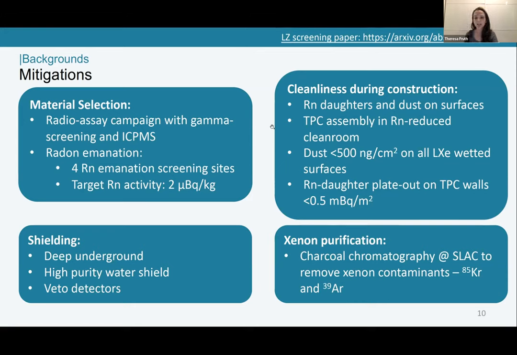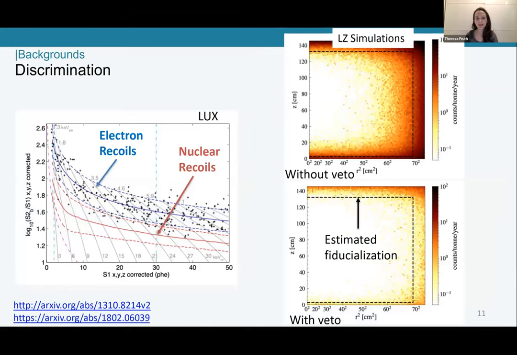And during construction, we were very careful about radon daughters and dust plating out on surfaces, which is a real threat, getting more and more backgrounds. So we were very careful to really reduce those. Of course, we will also get some events from materials and other backgrounds. But here we have the advantage of having discrimination.